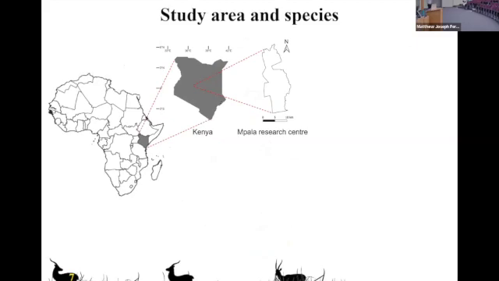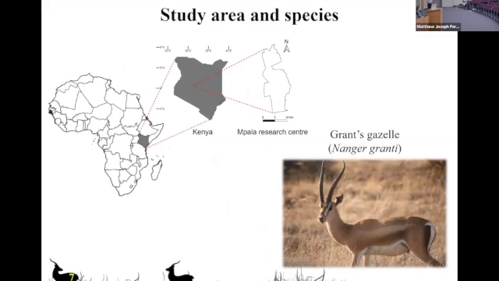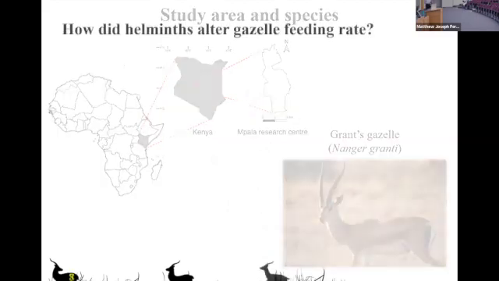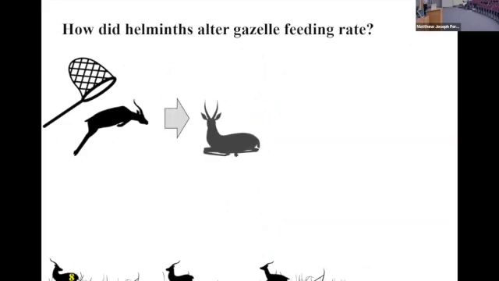This data collection was done in Mpala Research Centre in Kenya, and the study species was Grant's gazelle, which is a small herbivore ungulate species. We captured 9 individuals, and because they were in the wild, they had helminth infection. So we gave them anthelmintic drugs killing those helminths, and then released them back into the wild.